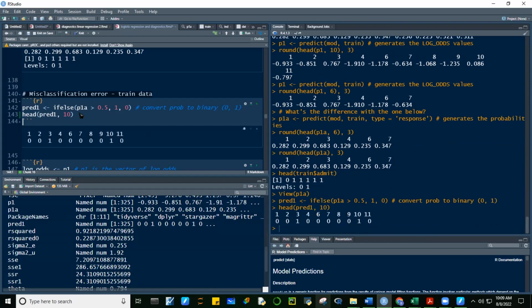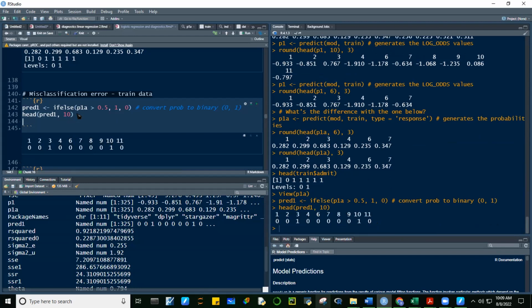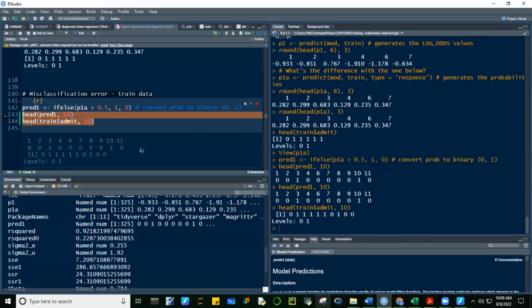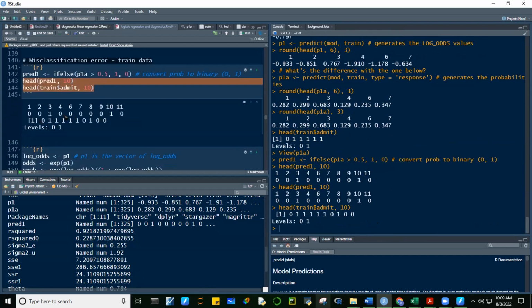Let's print this, the first 10: 0, 0, 1. Let's put it side by side with the head of the train admit, the first 10. So we can compare, class by class, where our model is right and where it's wrong.